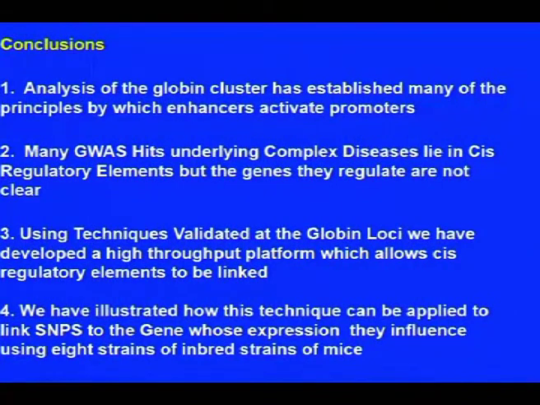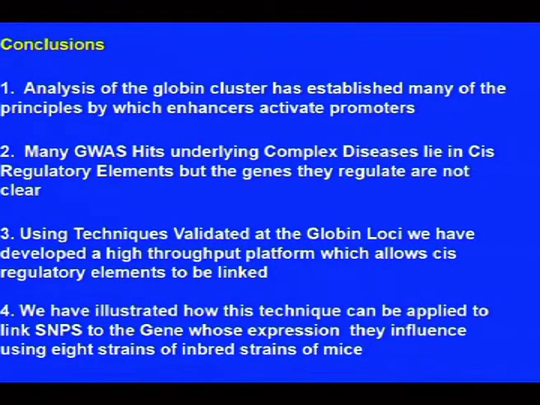Okay, so the conclusions are that analysis of the globin cluster has established for us many of the principles by which enhancers activate promoters. This has been done in the ways that I've shown you, by basic biology and by human genetics. What we're now seeing is that many GWAS hits associated with complex disease lie in these cis-regulatory elements, but the genes that they regulate are not clear, and that's really the stumbling block in this field at the moment.